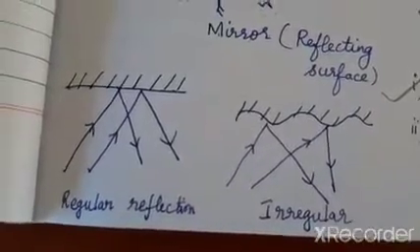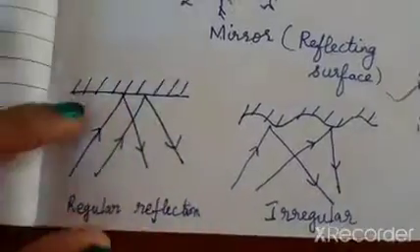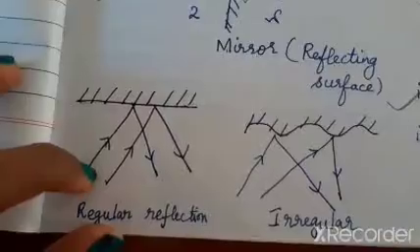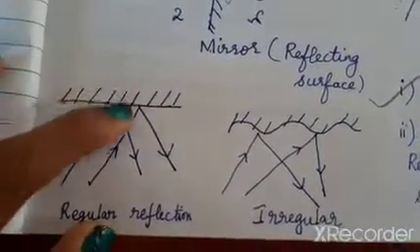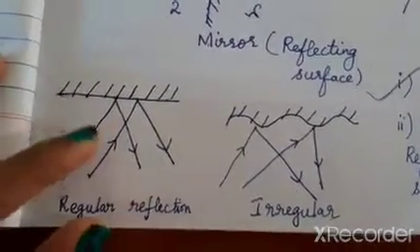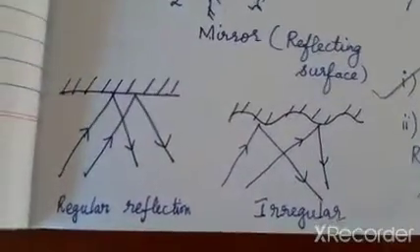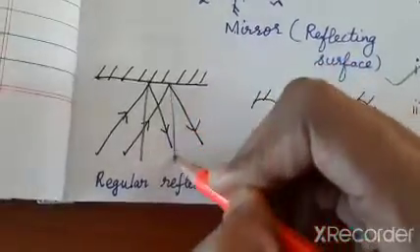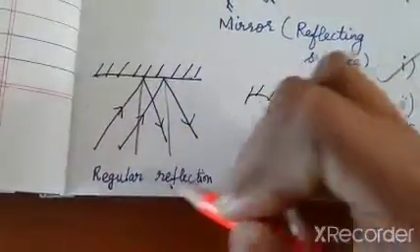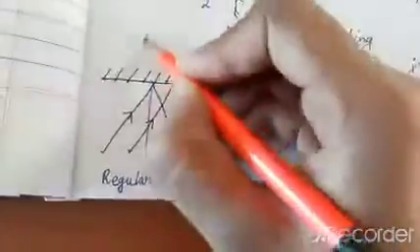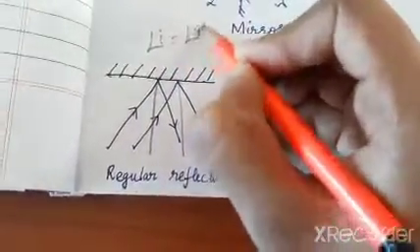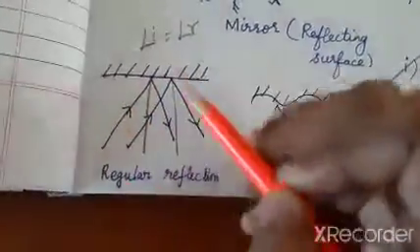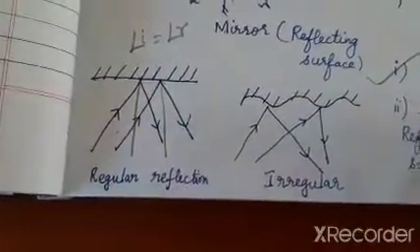There are two types of reflection. This is a reflecting surface, and if the incident ray and the reflected ray are bisected equally by the normal, and if they prove the law of reflection, then it is regular reflection. So what is the law of reflection? Angle i is equal to angle r. If that is proved, then it is a regular reflection.